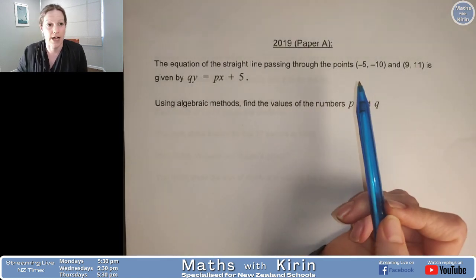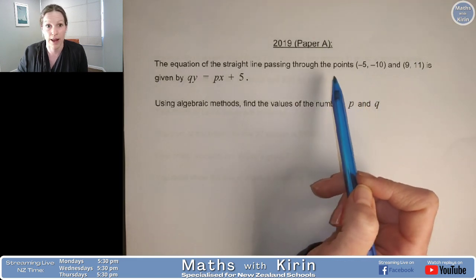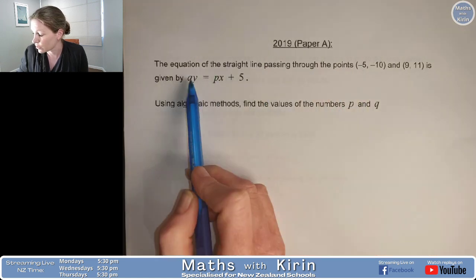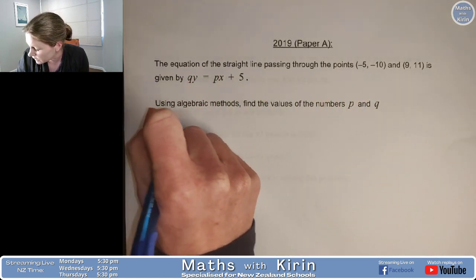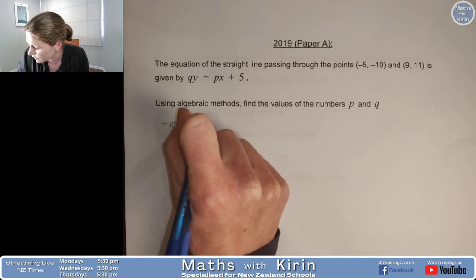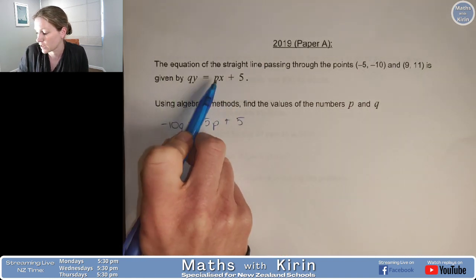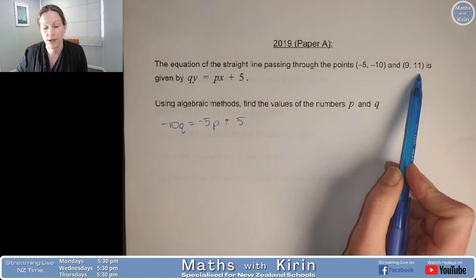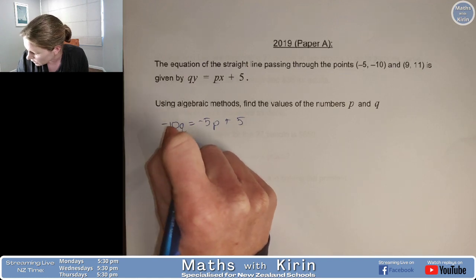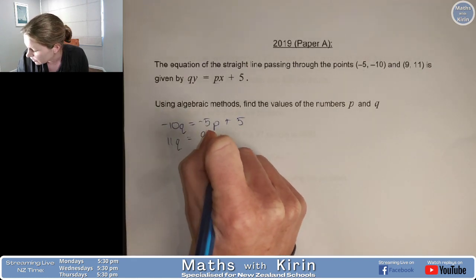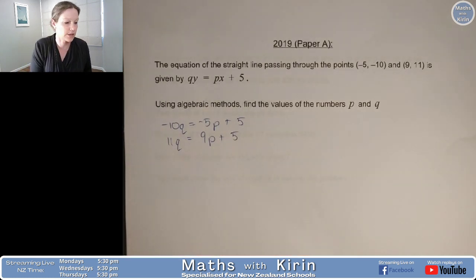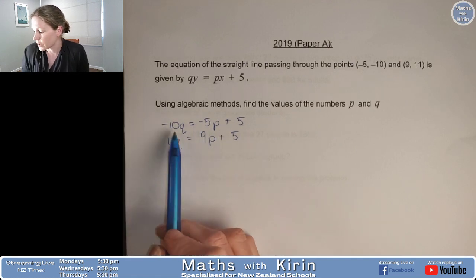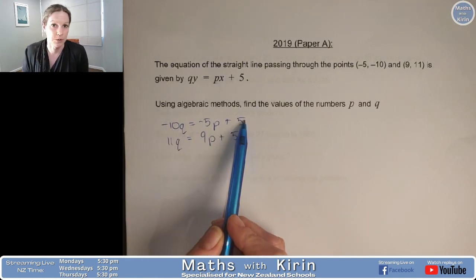So we're going to start in the same way that we did with the substitution method by writing out our equation. So we used our points to do that. This is x and this is y. So if y is -10, we've got -10q is equal to -5p plus 5. Just substituting x and y in here from those values. And then our second equation comes from using the 9 and 11. So 11q is equal to 9p plus 5. Okay, those are our two equations. So for our substitution method, we divided this by 2, made p the subject, and substituted it in.